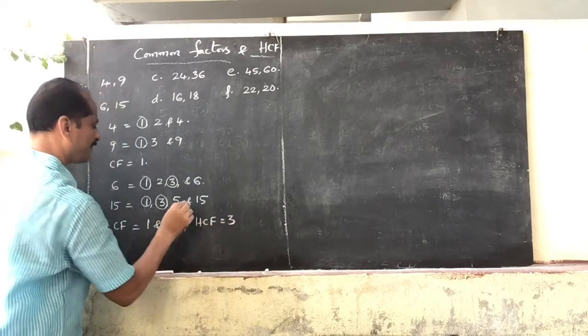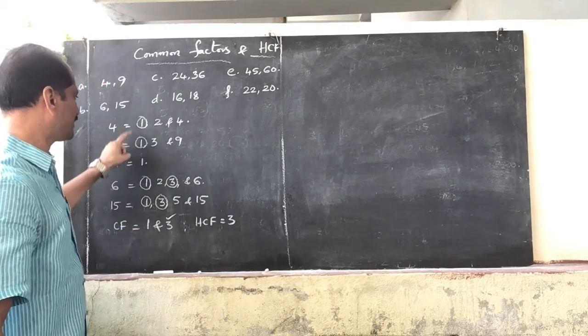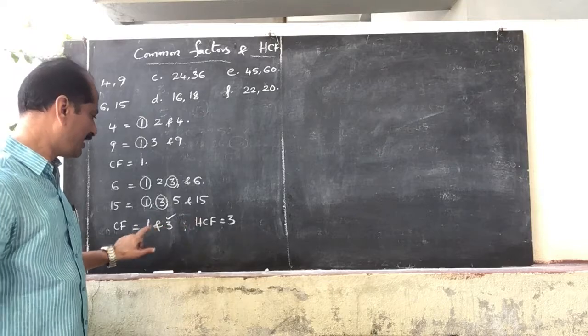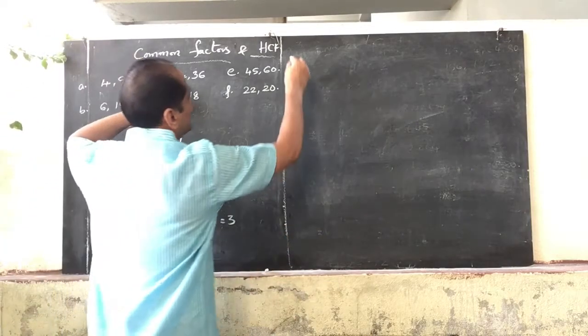The least common factor of every number is 1 itself, I said. So here the least is there, the highest is there. Here the least one is 1, the highest is 3. And take the next example, 24 and 36.